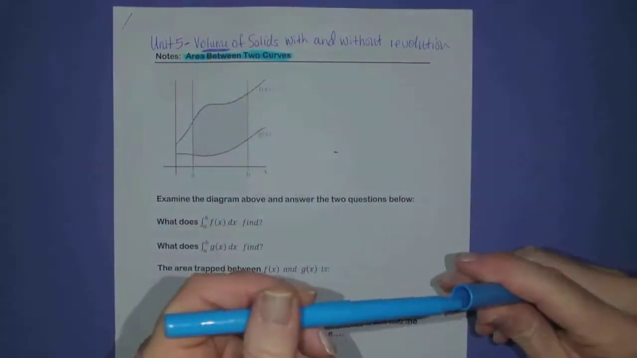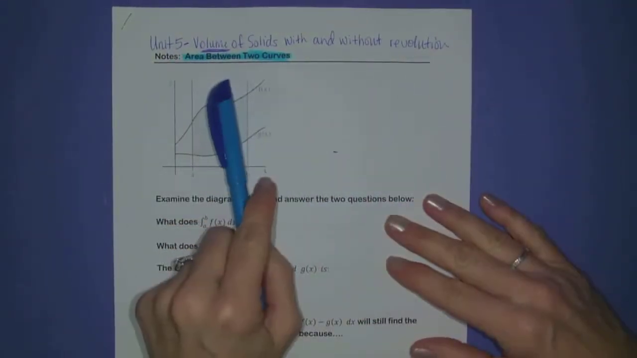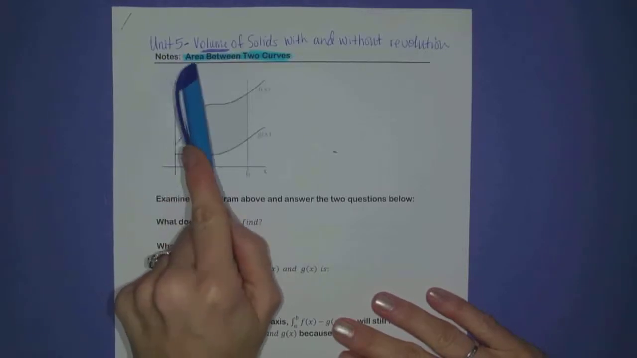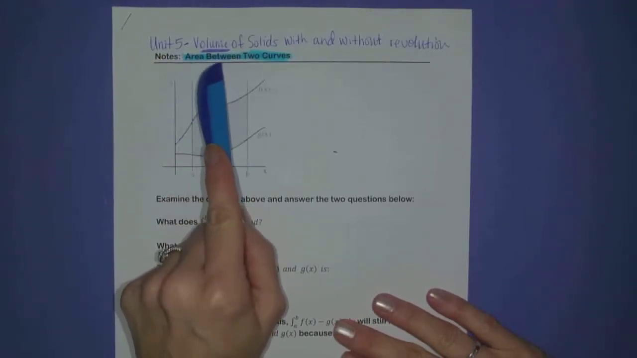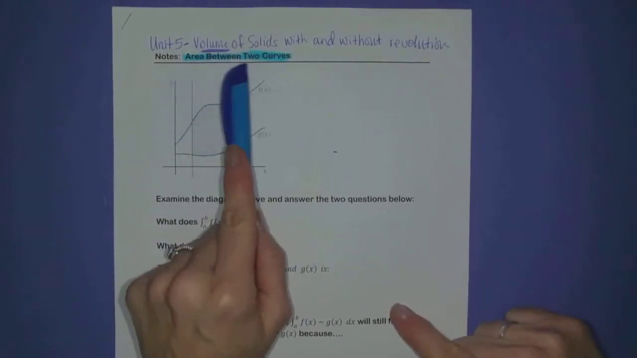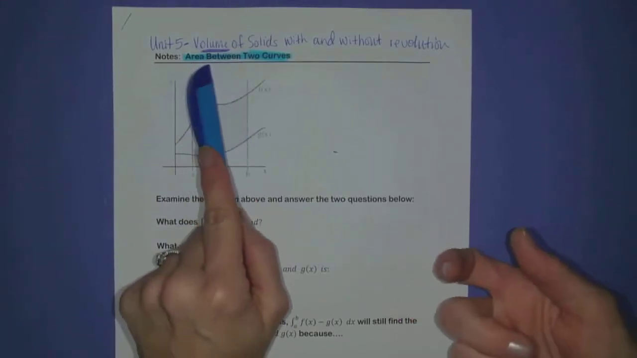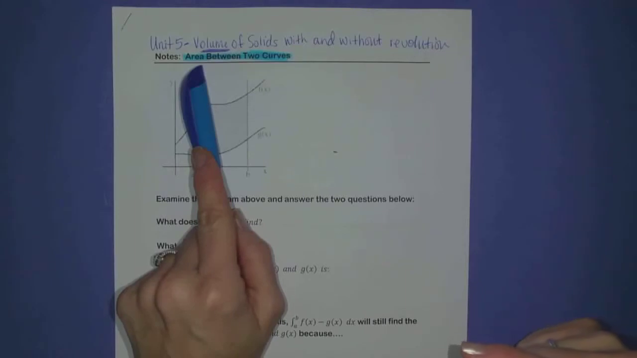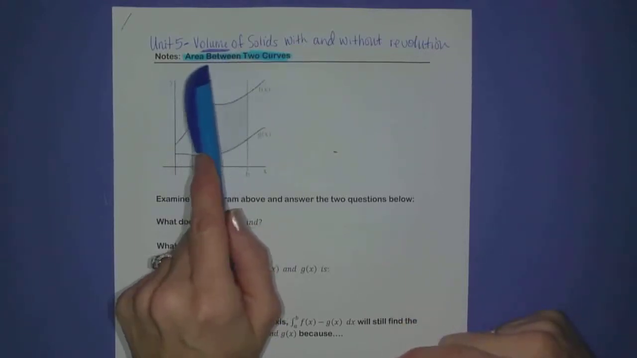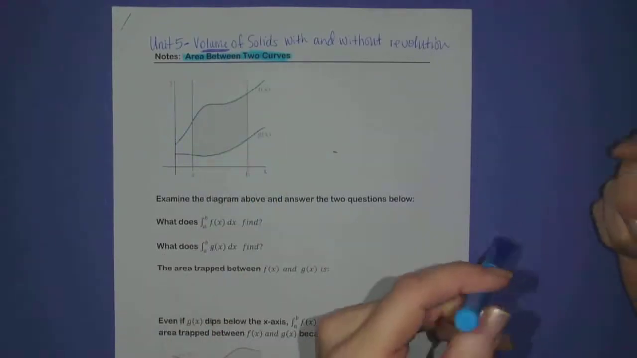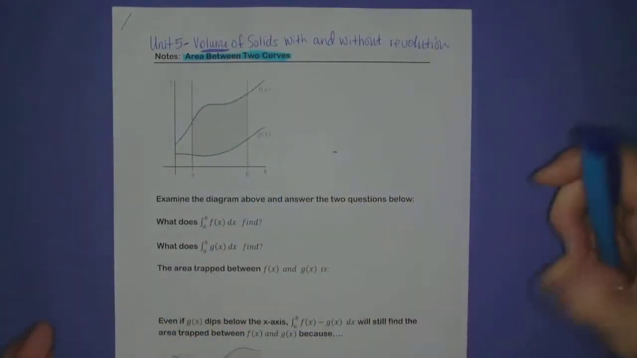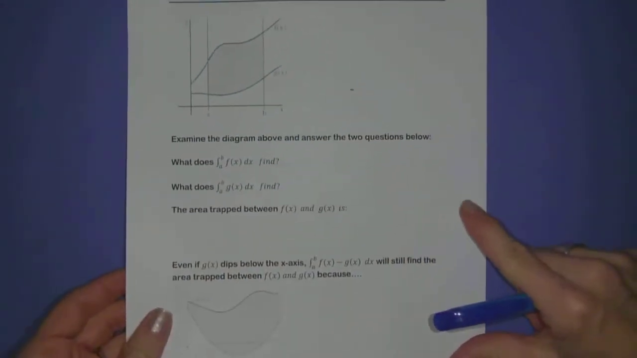What's interesting is this lesson is going to be really easy, because we have been talking about area trapped under a curve and above the x-axis for quite some time in our last unit. Today we're just going to tweak that slightly and talk about area between two curves, which does not necessarily involve the x-axis. So let's take a look at this diagram.